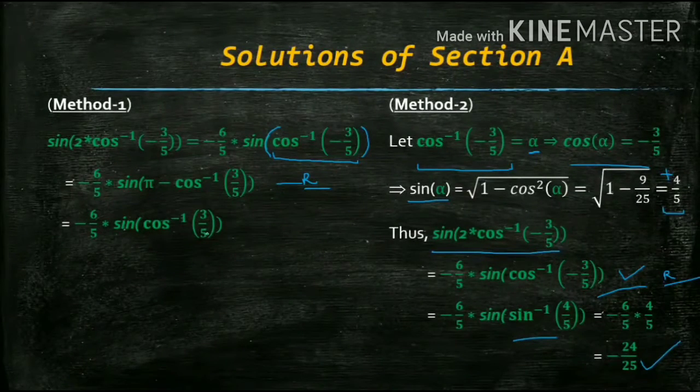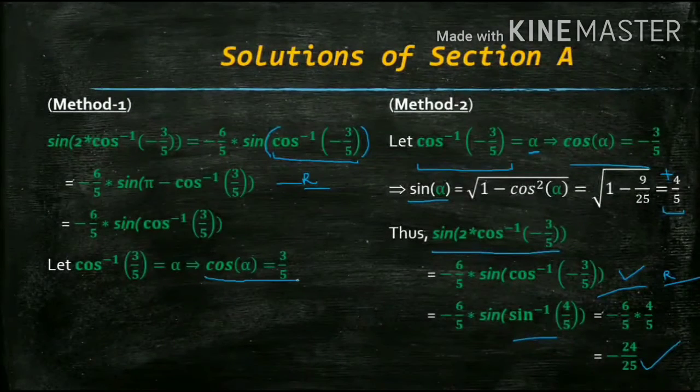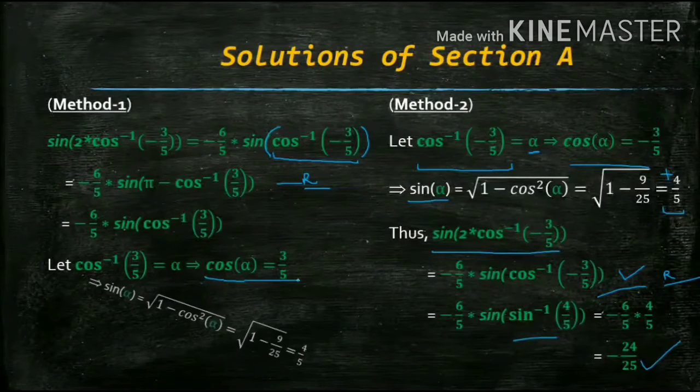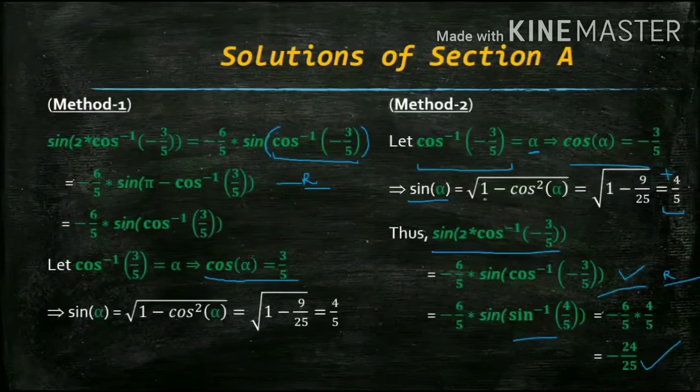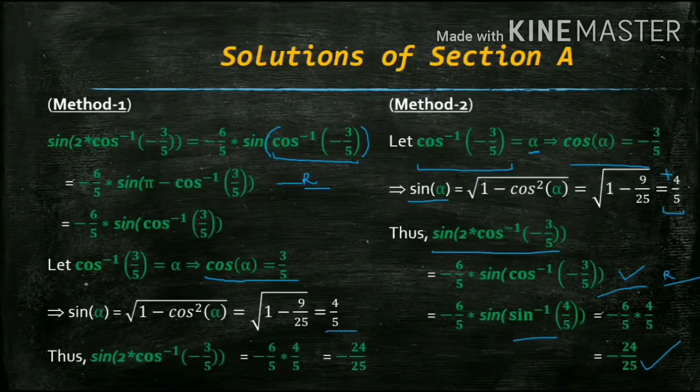Now how to evaluate this? Same thing. Take this inside expression as alpha. So then cos alpha would be 3 by 5. Now find sine. Sine alpha would be this using the same rule. You will get again the 4 by 5. Now substituting the value.